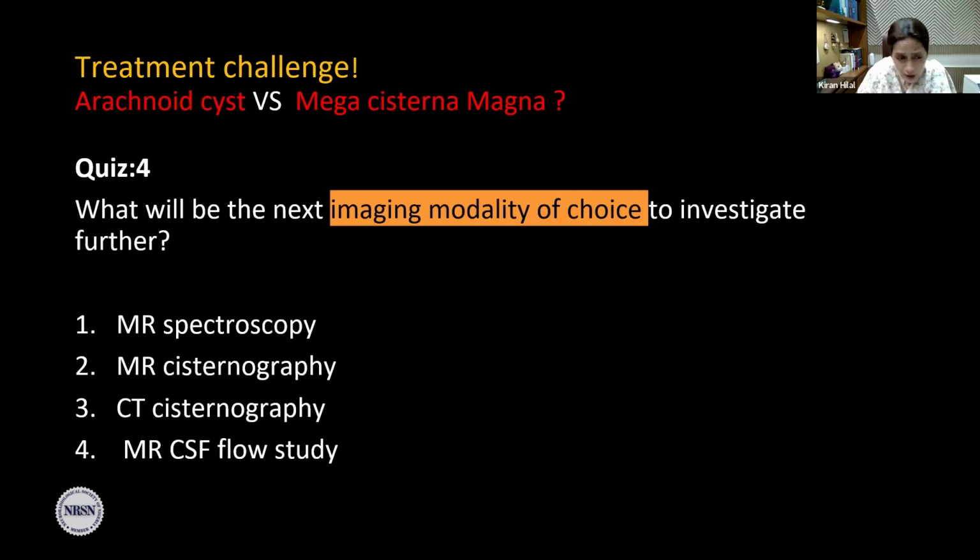Tell me. Are you going to do which? Okay. And very good, Masood. I agree with you. We should go for the MR CSF flow study.